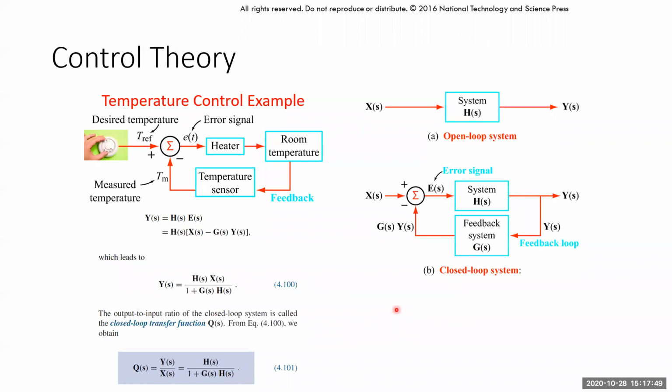So let's try to just talk about what is control theory in general. And here's a signal flow graph, and it's kind of what I talked about. You're controlling the temperature of your house, or you're trying to.